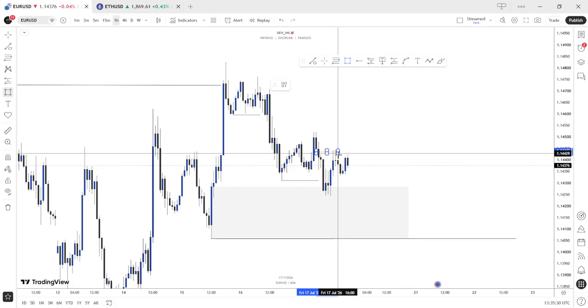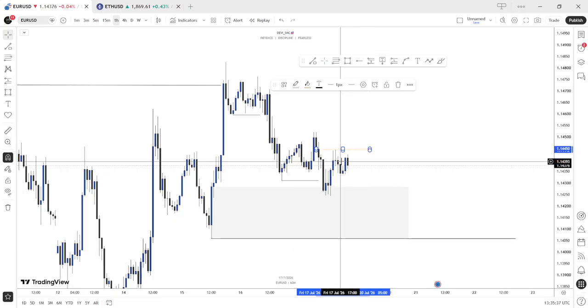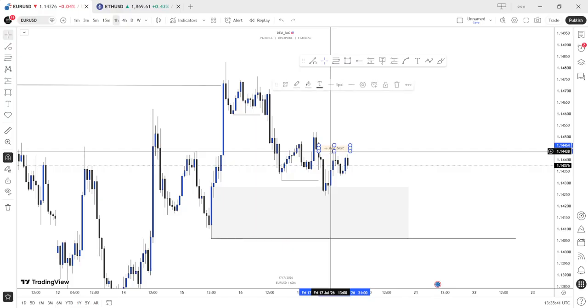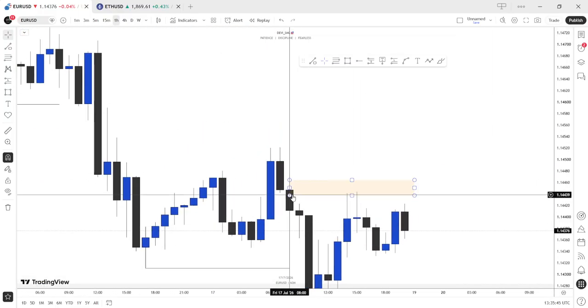So break of structure, fair value gap over here. We have a fair value. Oh, sorry. What is this? I unintentionally pressed the button. Let me zoom in so that I can fix it. Beautiful.